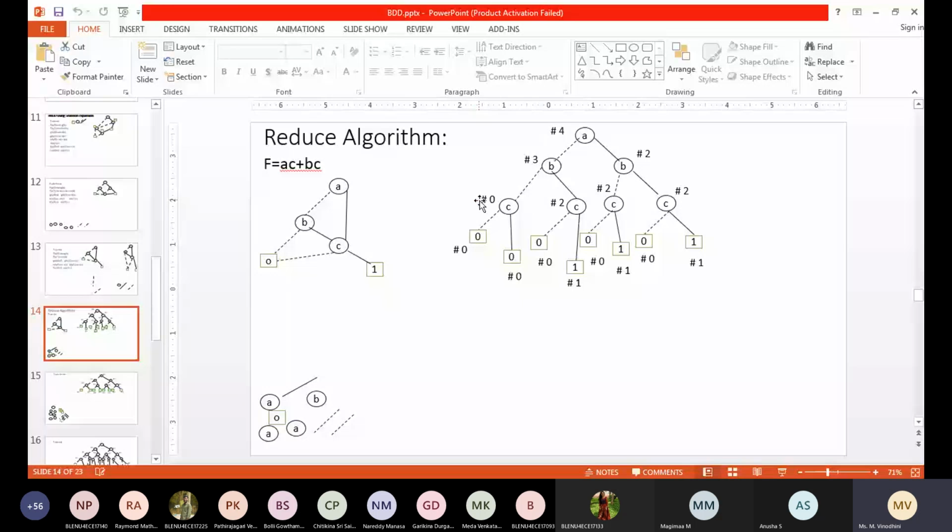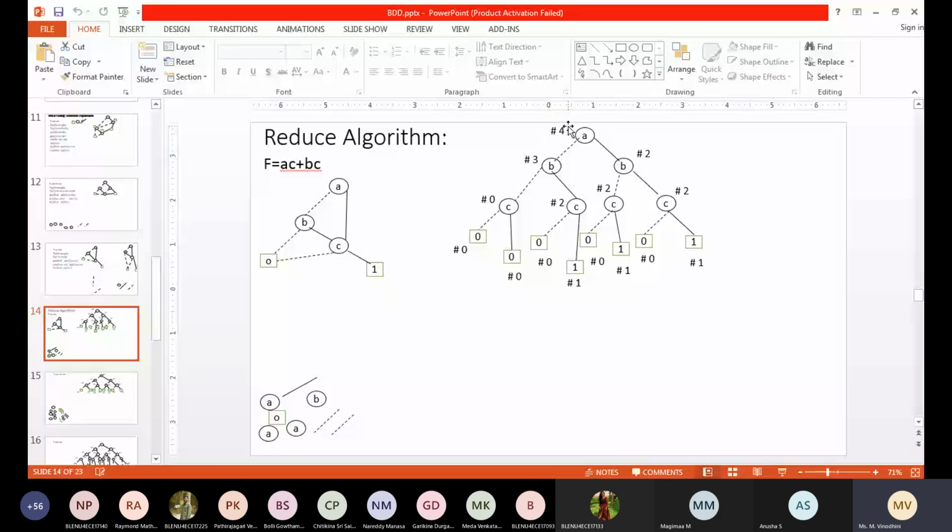Immediate branches you have to see. When you give a number for B, you have to look at these two C's. So this value is 0, this value is 2, the highest, so 2 plus 1, 3. If you look at the right hand side B, we have 2 and 2. The numbers are same, so same number I need to assign. Coming to the root node A, 3 and 2. Highest is 3. The values are different. So 3 plus 1, 4.